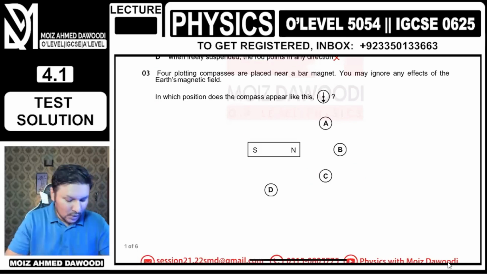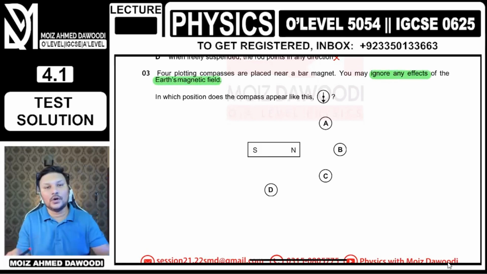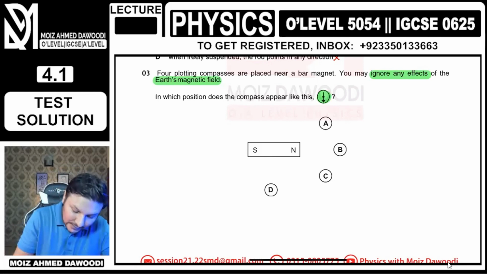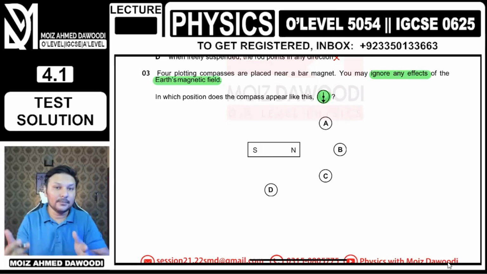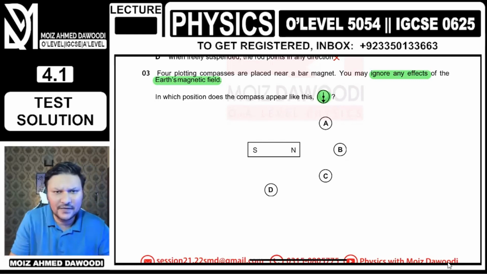Now, four plotting compasses are placed near the bar magnet. You may ignore the effect of Earth's magnetic field. We don't need to include the Earth's magnetic field. It's not even part of the syllabus. In which position does the compass appear like this? For that, I am going to show you the pattern of the bar magnet, or the magnetic field pattern of a bar magnet.